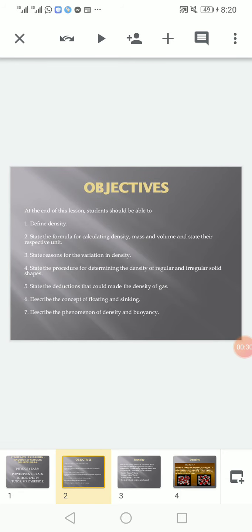Now, the objectives of these lessons are to define density, state the formula for calculating density, mass, and volume, and their respective units, state the reason for the variation in density, state the procedure for determining the density of irregular and regular shapes, state the deduction that could be made from the density of gas, describe the concept of floating and sinking, describe the phenomenon of density and buoyancy. These are our objectives for this class.